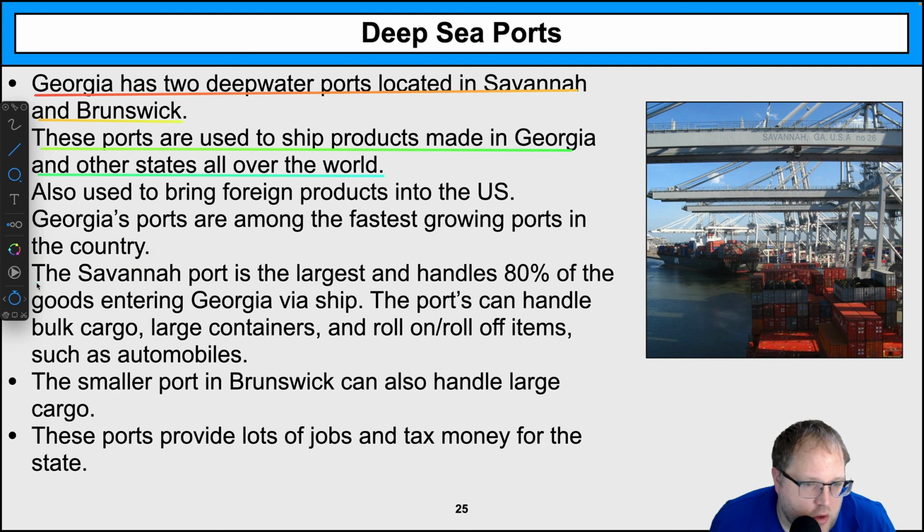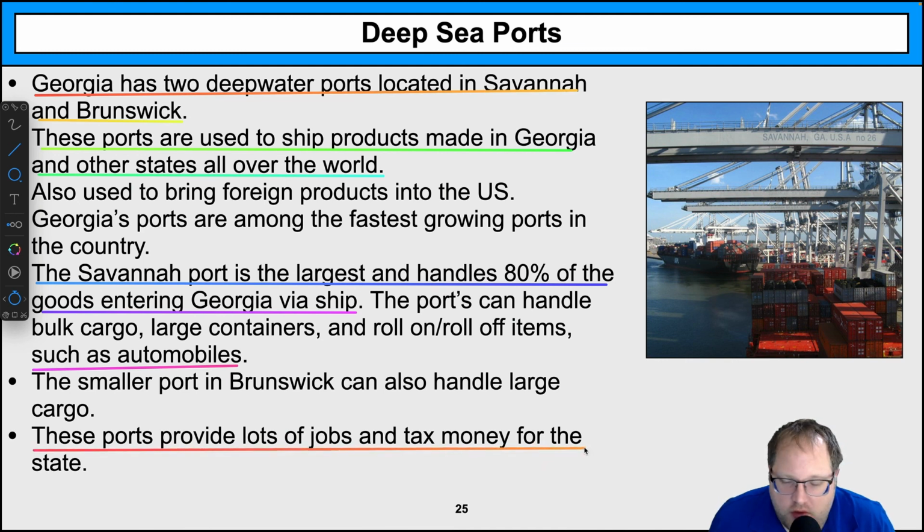The Savannah port is the larger of the 2 ports and handles about 80% of the goods entering Georgia via ship. At this port, they can handle large bulk cargo items, like these big container ships that you see in this photo right here. This could include items as large as cars, which can be unloaded at the Savannah port. The Brunswick port can also handle large cargo ships, but the Savannah port is able to handle more ships at the same time. We need to know that these ports provide jobs for the citizens who live in this area and provide a lot of tax money to the state of Georgia.